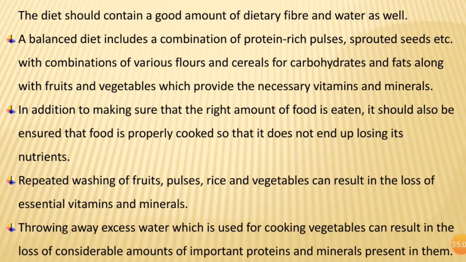Repeated washing of fruits, pulses, rice, and vegetables can result in loss of essential vitamins and minerals. क्या हो जाता है? बहुत टाइम वॉशिंग करने से, 5 times, 6 times, इतना वॉश करने से जो भी न्यूट्रिएंट्स हैं, इसेंशियल विटामिन्स एंड मिनरल्स हैं, वो कम हो जाते हैं by repeated washing. Again I am repeating, don't use unwashed and don't eat unwashed fruits, pulses, vegetables and rice.